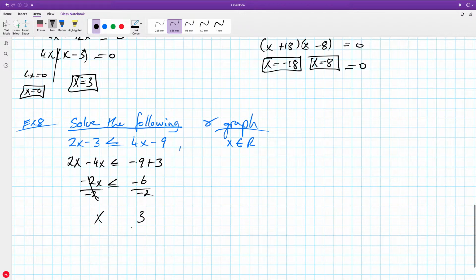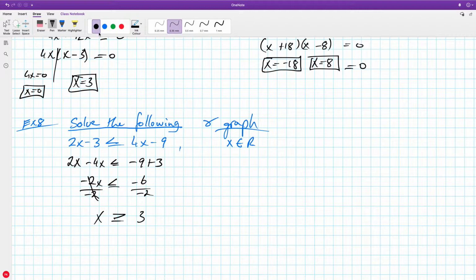No. What happens? You've got to change the sign, guys. That's why we do the basic ones first. Remember that rule. Why does the sign change? Anytime you divide by a negative number, the sign changes.